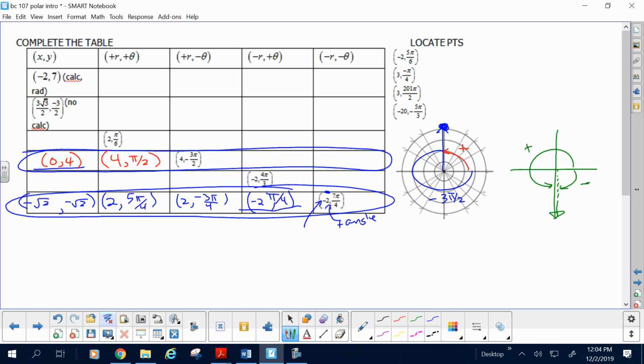They gave us positive r, negative theta. Let's jump to negative r, negative theta. What do you think? Together in unison. Negative 2. Okay, negative 4, comma, negative pi over 2. Positive. It's positive.